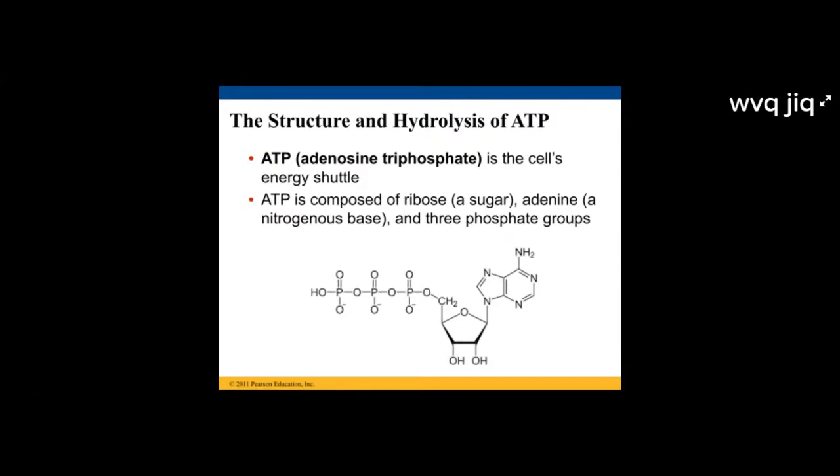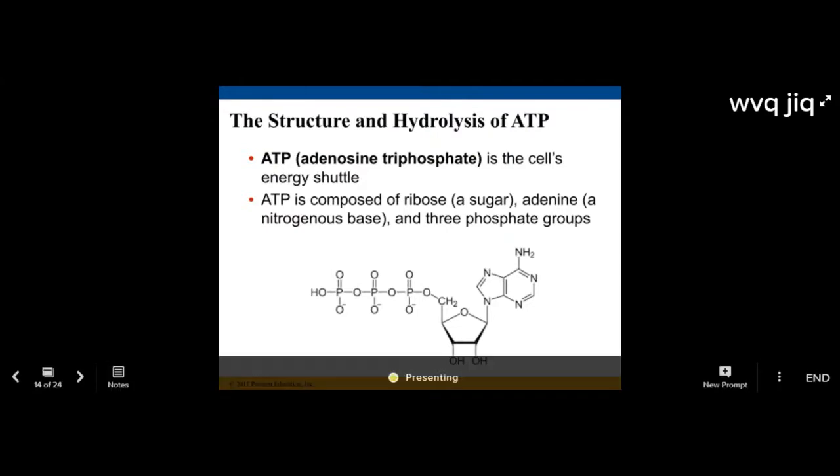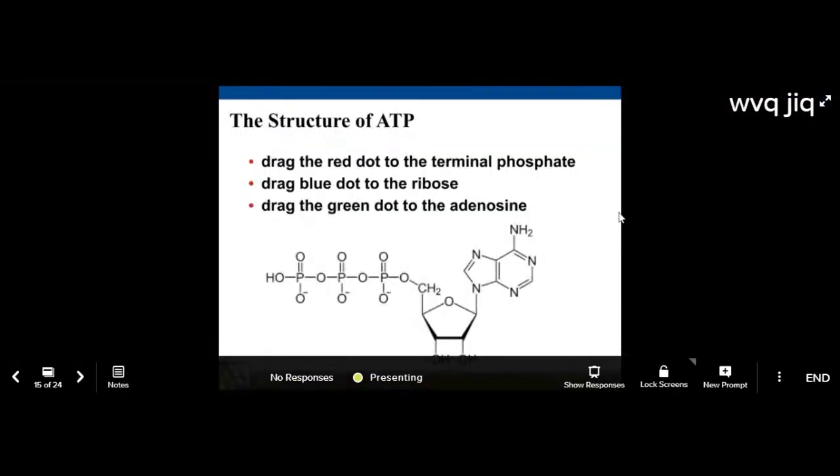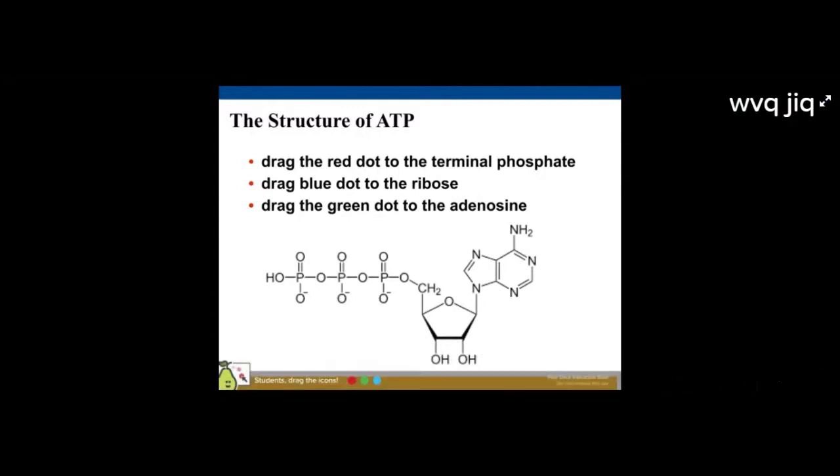So ATP stands for adenosine triphosphate. ATP is composed of a ribose sugar here, an adenine here, and 3 phosphate groups. Okay, drag the red dot to the terminal phosphate. Drag the blue dot to the ribose. Drag the green dot to the adenosine. Adenosine, which is actually found in DNA and RNA. It's just being used a little differently here.